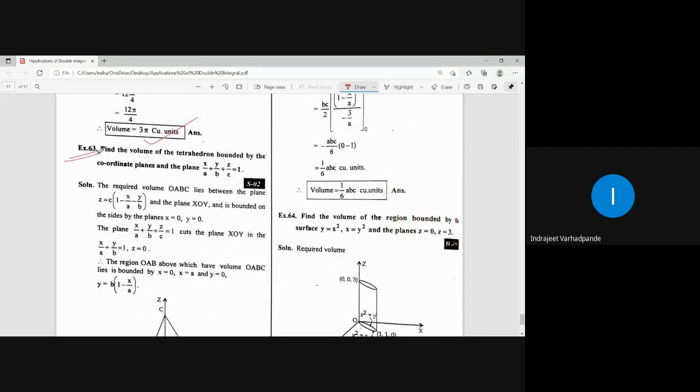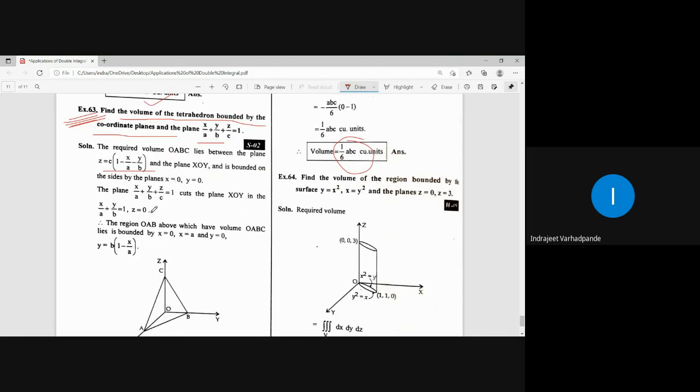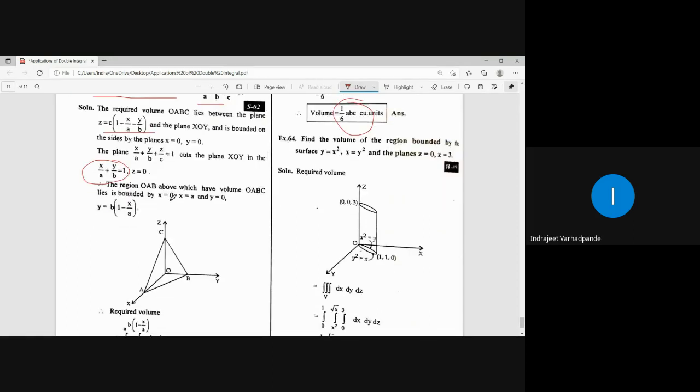This is a very famous or peculiar typical example. Find the volume of tetrahedron bounded by the coordinate planes and the plane. Volume of tetrahedron is given by 1 by 6 ABC cubic units. ये हमेशा याद रखिए. Here we are simplifying. Z is expressed as C into 1 minus x by a minus y by b. Take the projection accordingly. Z equal to 0 तो equation बनेगा x by a plus y by b equal to 1. Find out the limits for x as well as y.